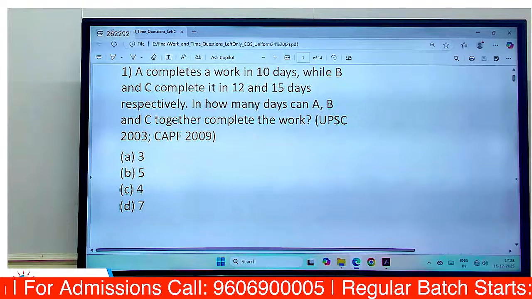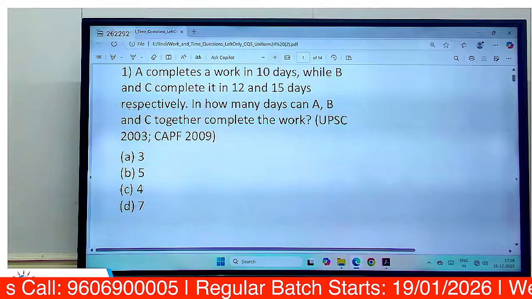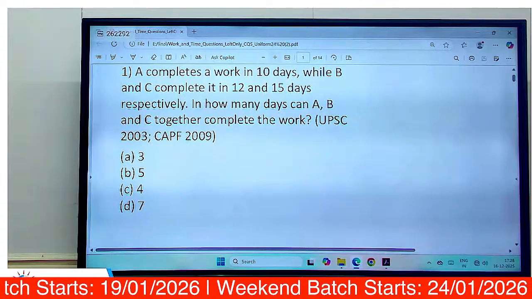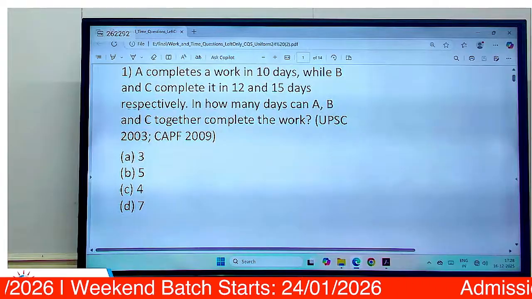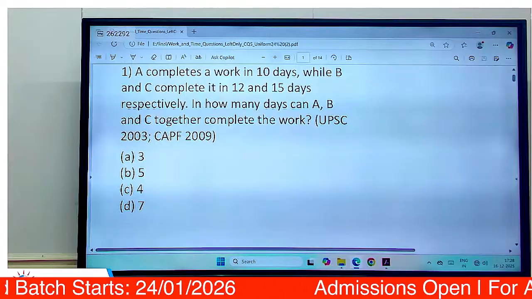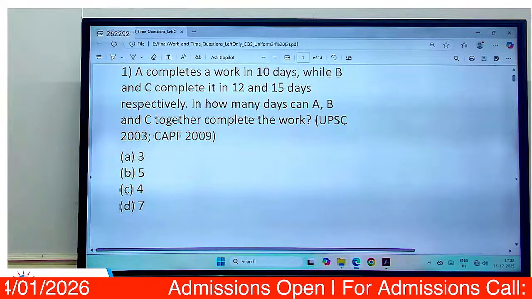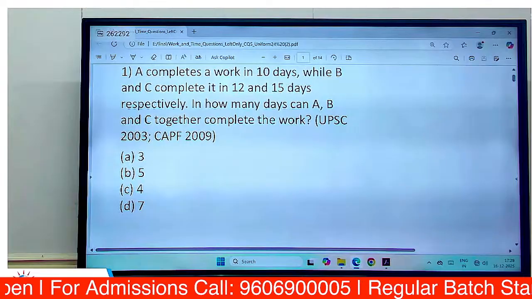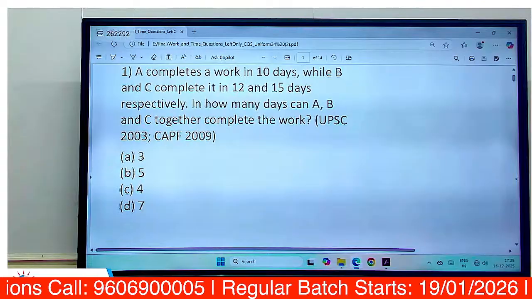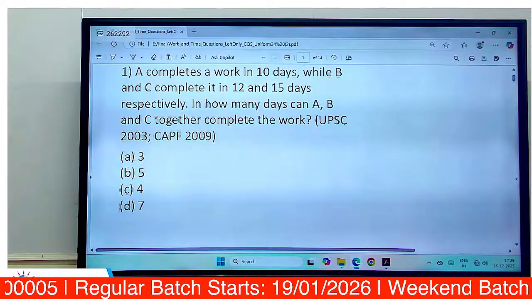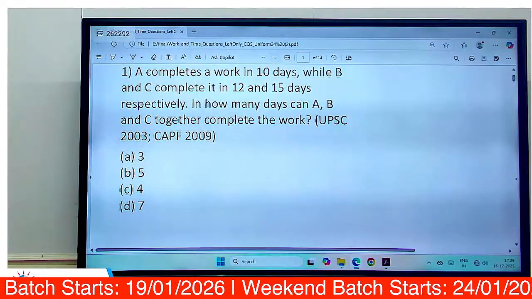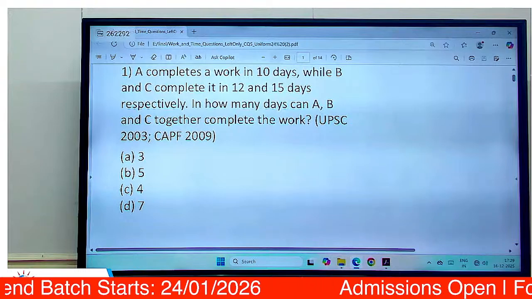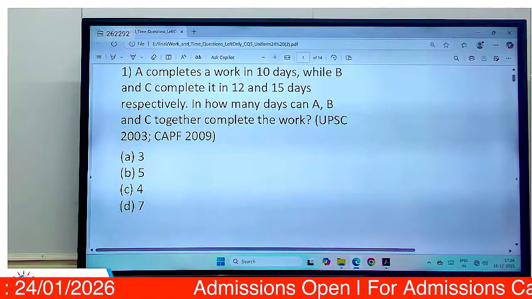Divide the total work by total efficiency. Answer. Done. 4.